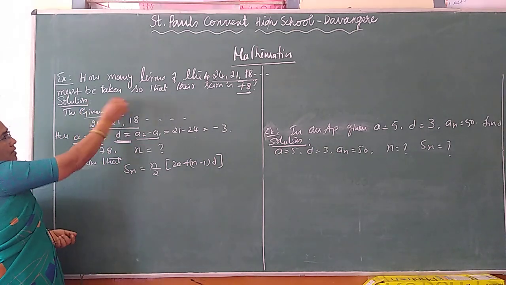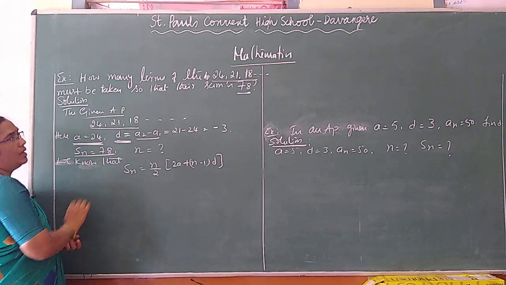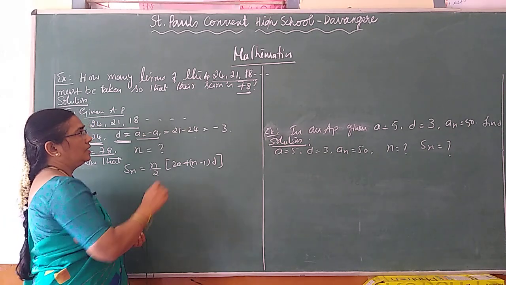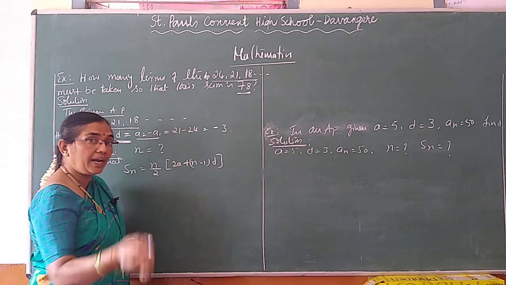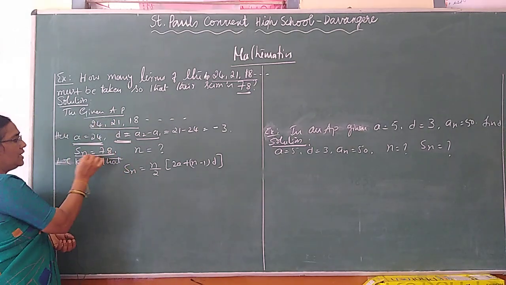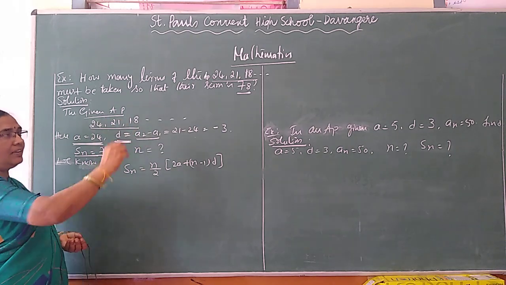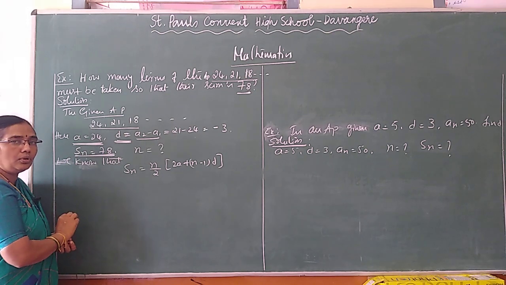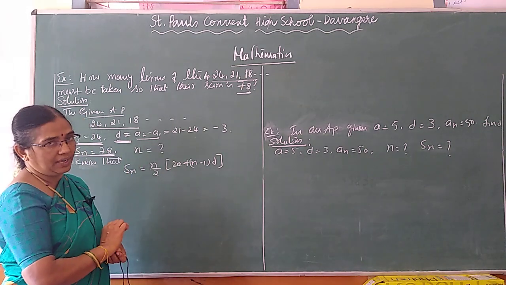Okay, the next given term is the sum. We don't know how many terms' sum it is. That's why it says must be taken so that the sum is 78. So we consider that it will be SN. They are saying that when some number of terms are added, 78 comes. What can we consider that as? SN. So we consider SN is equal to 78.